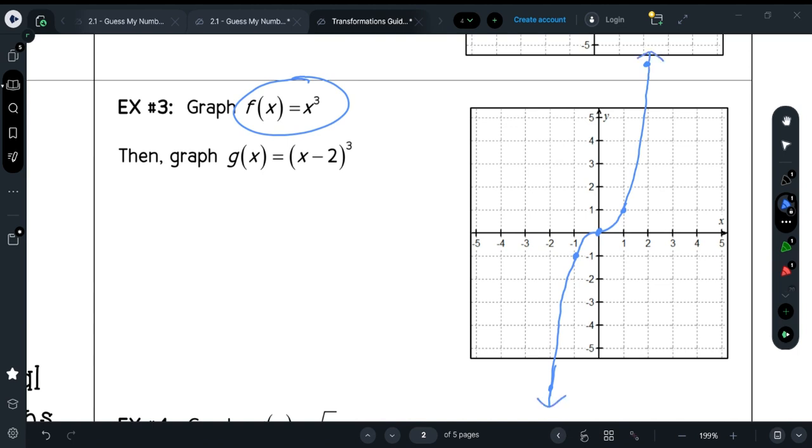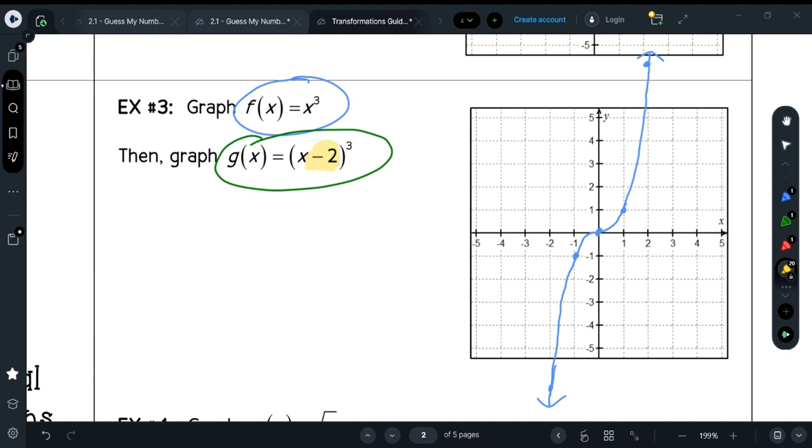That's our parent function. Now let's look at the second function we're given. G of x is equal to x minus 2 cubed. And notice here, our subtraction, is that on the inside or the outside?